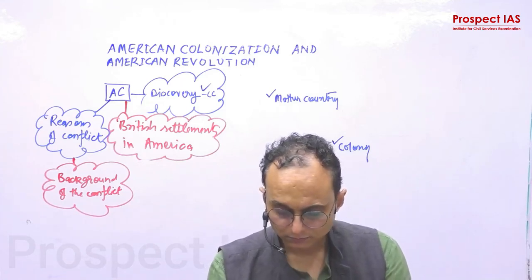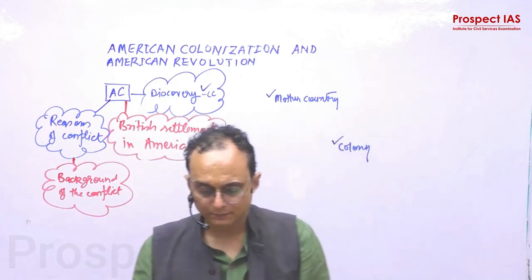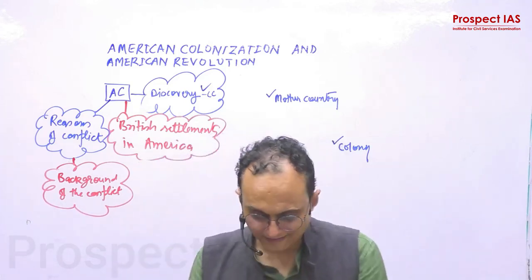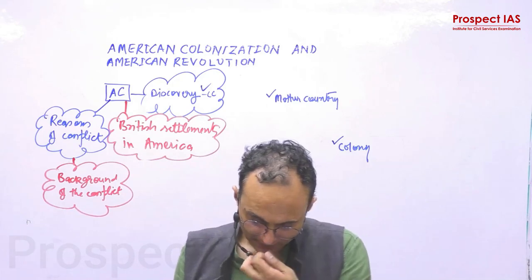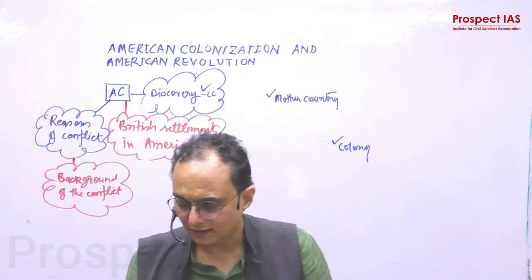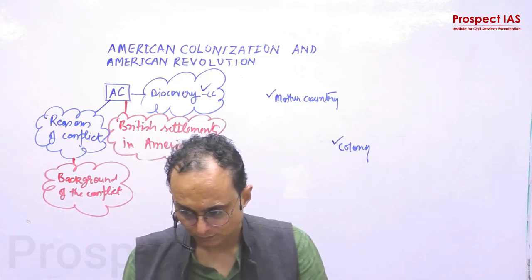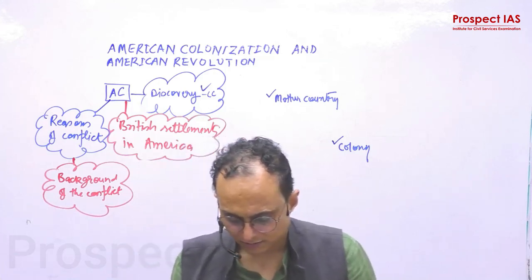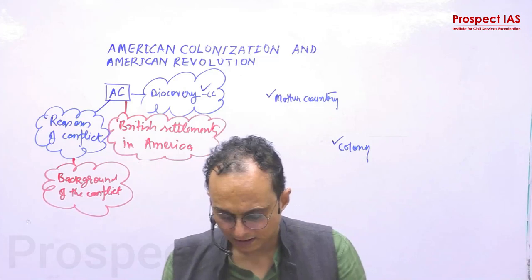Later, these restrictions were tightened up by subsequent legislations in the following spheres. Number one, import, export, manufacturing, customs, currency, land, or westward expansion.